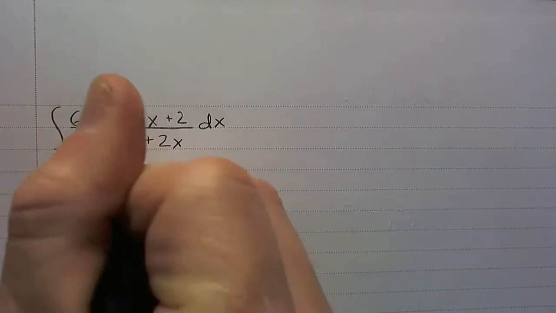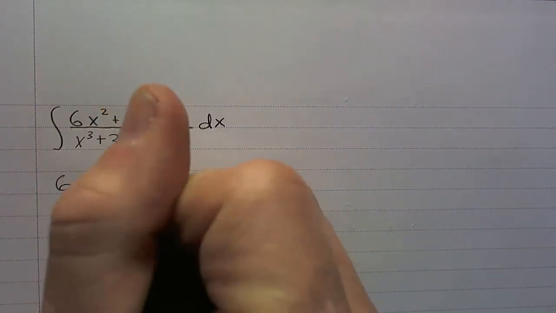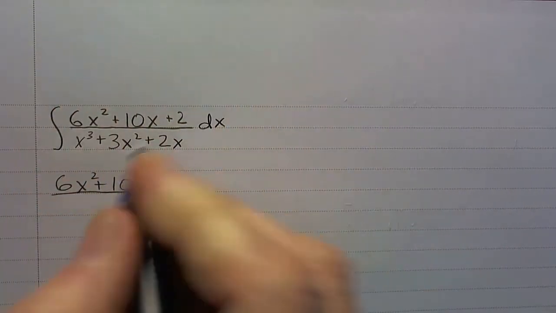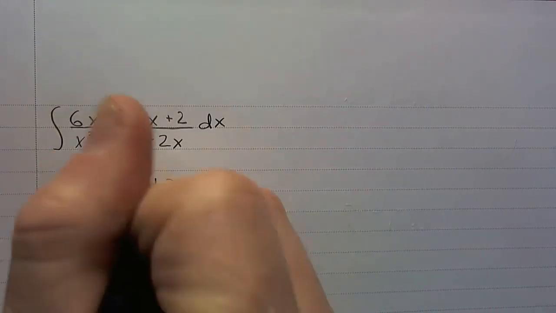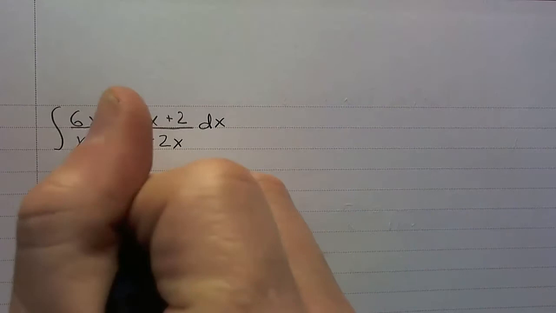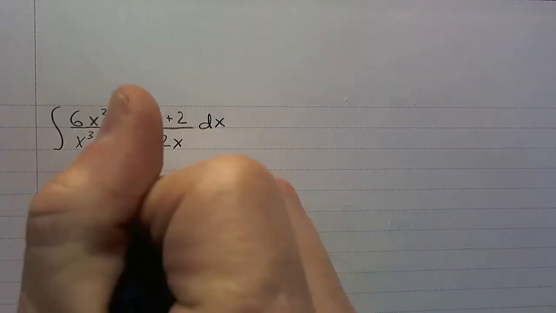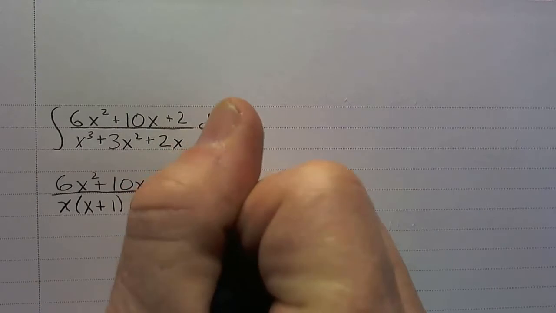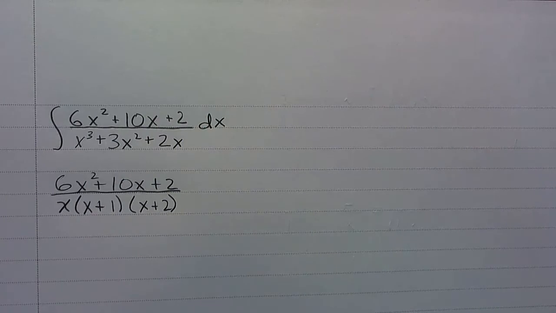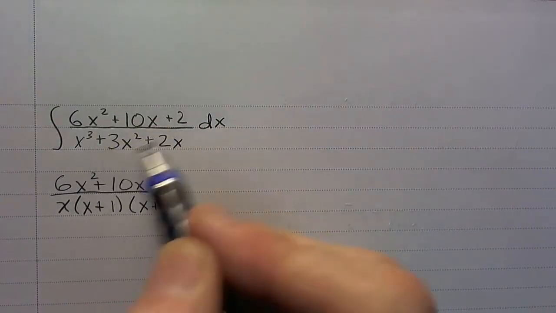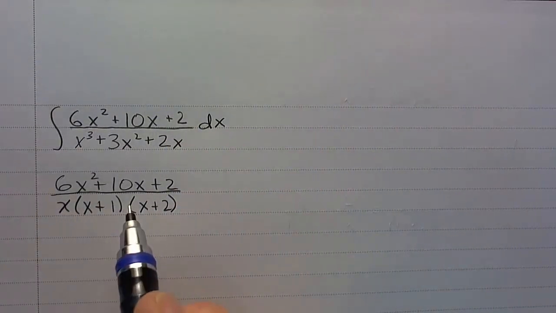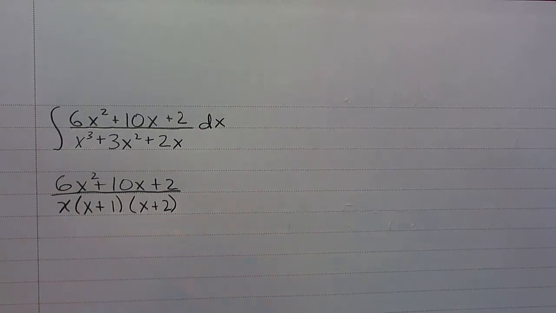So here's what we have. We have 6x squared plus 10x plus 2, and I want to factor the bottom. So the first thing I would do is factor out an x, and then I have x squared plus 3x plus 2. So that would factor into x plus 1, x plus 2. There we go. So we've completely factored the bottom. Now that's the first step in finding a decomposition for this integrand. You factor the bottom first. Okay? So we factored it completely.